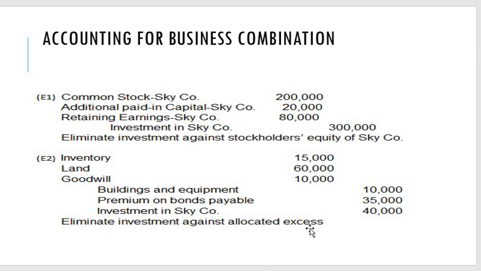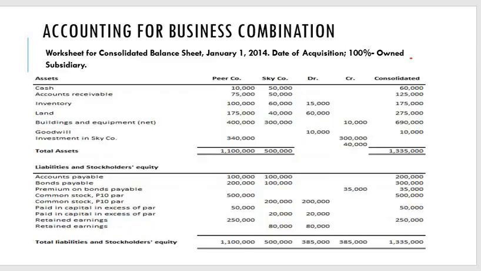Okay, no? So in the second entry, we just have to recognize the undervaluation and overvaluation of the assets and liabilities. Then we'll eliminate the investment account, and then recognize the goodwill on acquisition. Okay, that's our second eliminating entry. And to plot that in our working paper or worksheet for the consolidated balance sheet.